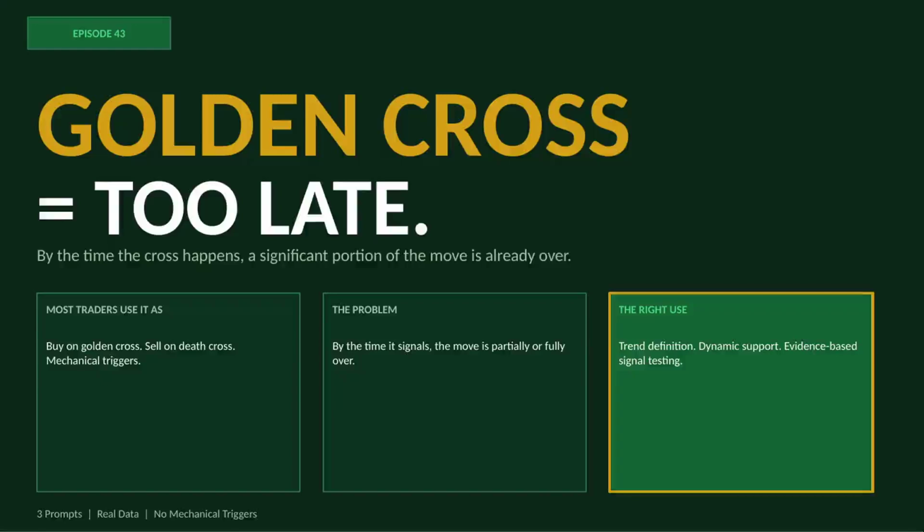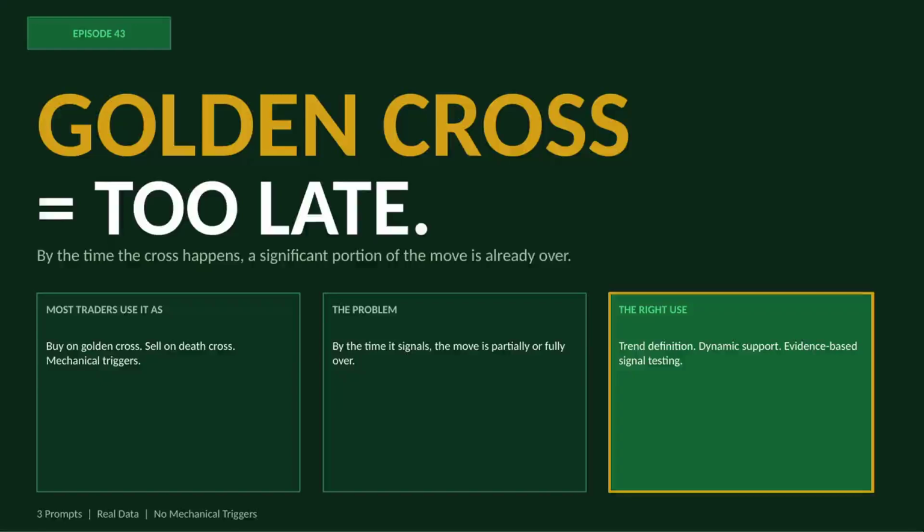Moving averages define trend. They filter out noise. They act as dynamic support and resistance in trending markets. When used correctly as a framework, not as mechanical buy and sell triggers, they are indispensable. AI makes using them correctly much faster. Two types matter for most practical work.